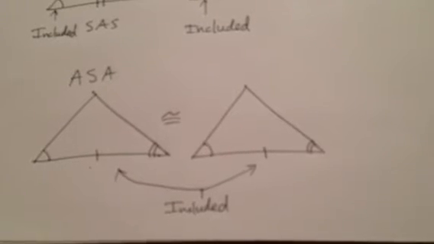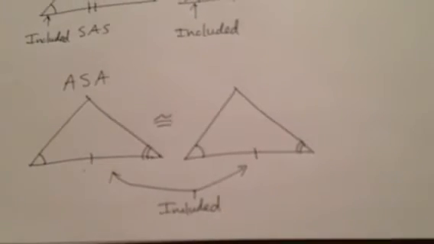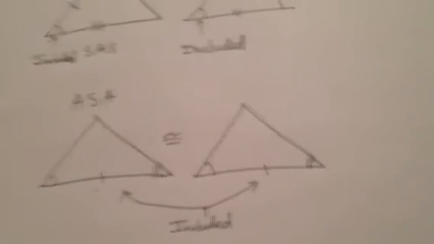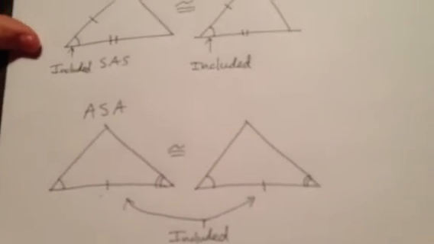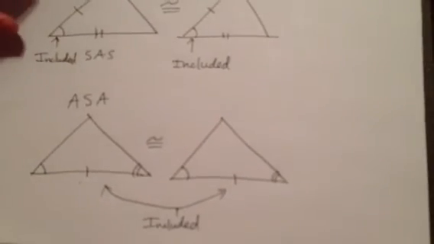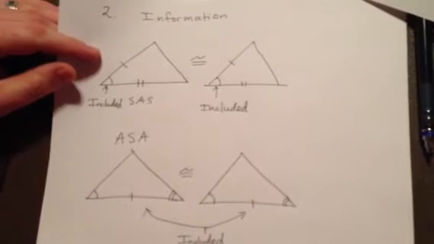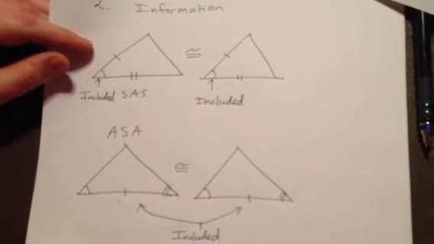Now, with angle, angle, side, we don't have an included side or angle because it's angle, angle, then side. So in that situation, we don't have an included angle or side. But in side, angle, side, and angle, side, angle, it's all called included.